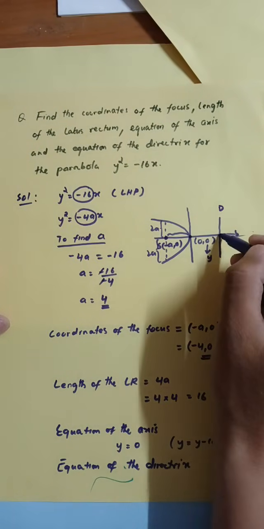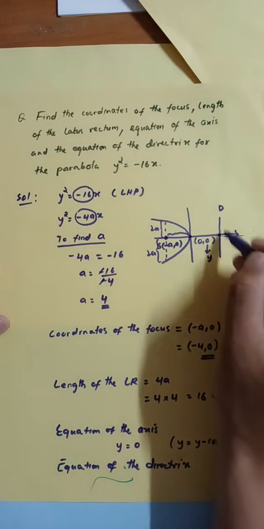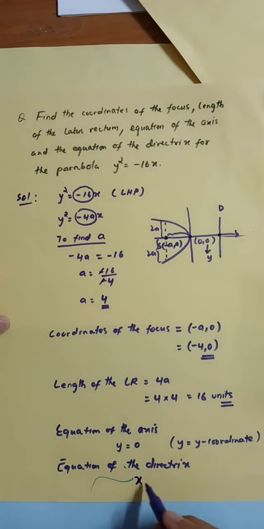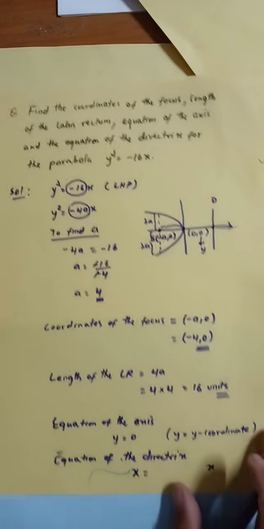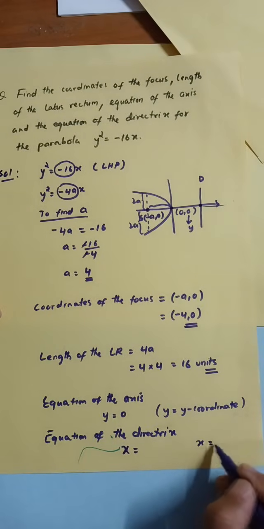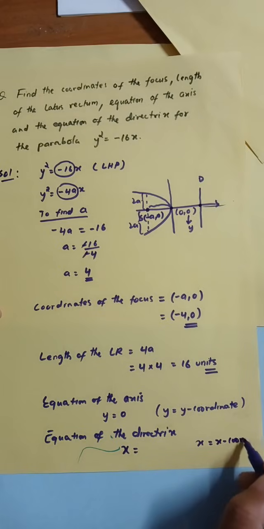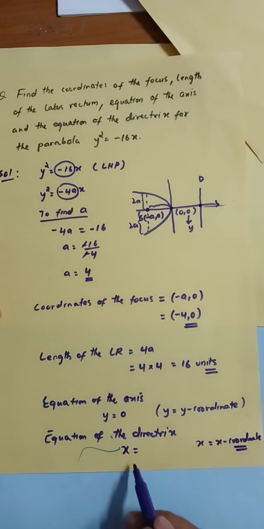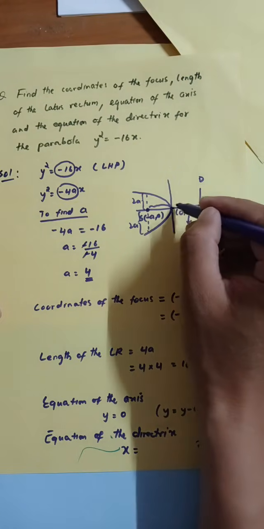So the directrix of this parabola is a vertical line. For a vertical line, the equation is x equal to the x coordinate. So this is how we determine the equation. So x is equal to what is the x coordinate at this point?